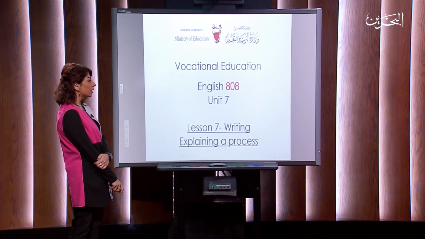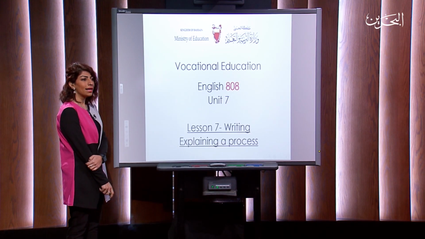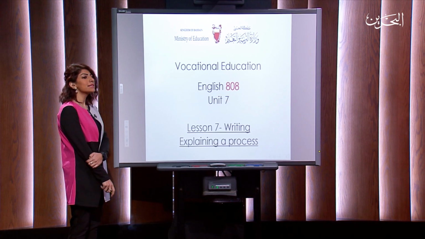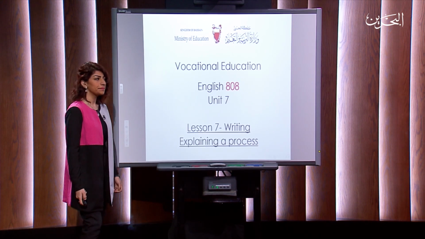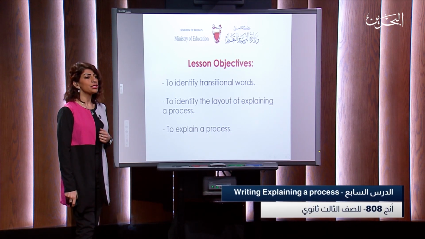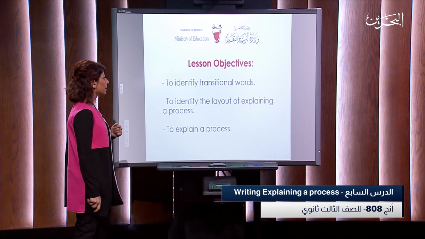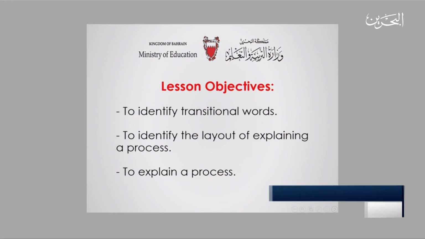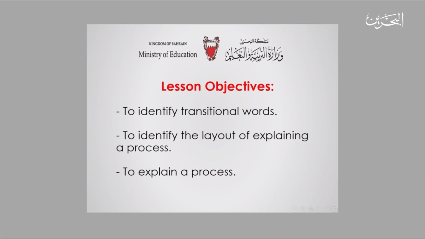We're going to start with Unit 7 and the lesson will be writing. Which writing exactly? Explaining a process. By the end of this lesson, we're going to achieve three main objectives. The first one is to identify transitional words, to identify the layout of explaining a process, and to explain a process.